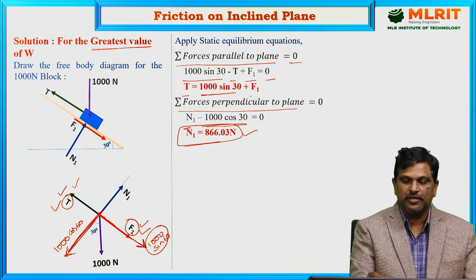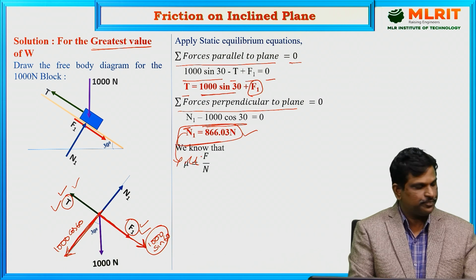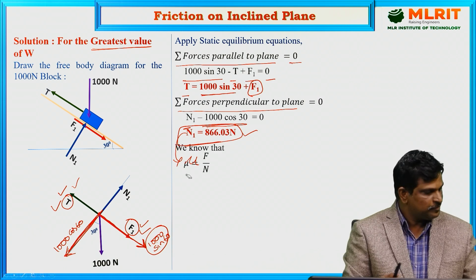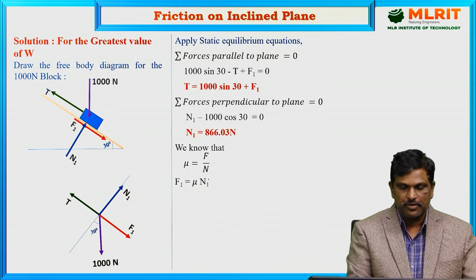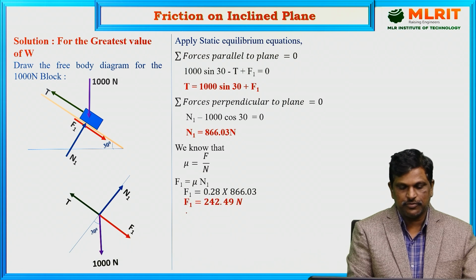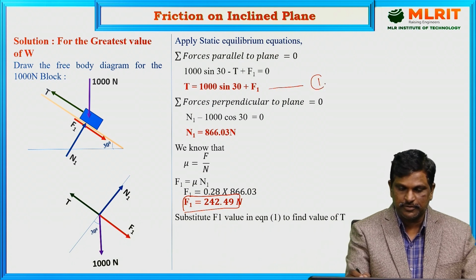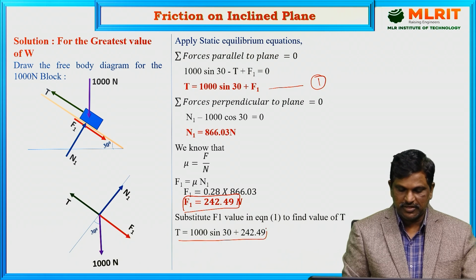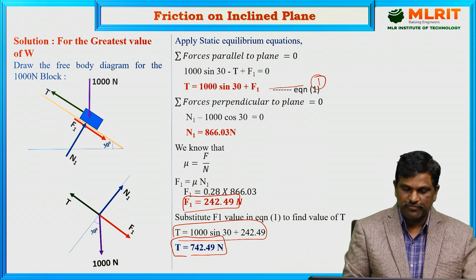And find out the F1 value by using the coefficient of friction equation, mu is equal to F by N. So from this equation calculate the F1 value. F1 is equal to 242.49, and substituting this F1 value in equation 1, we can get the T value here. T is equal to 742.49 Newtons.